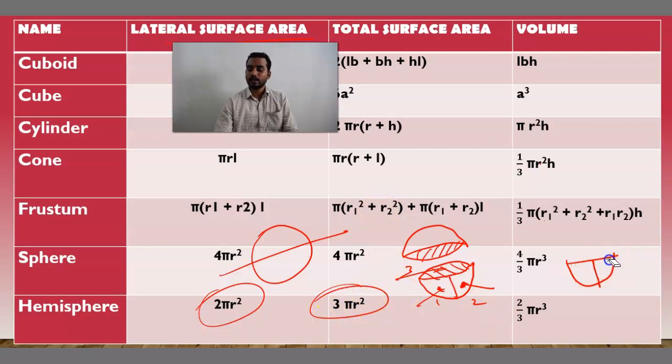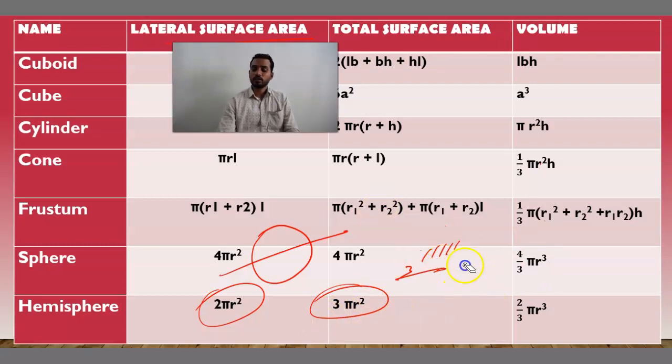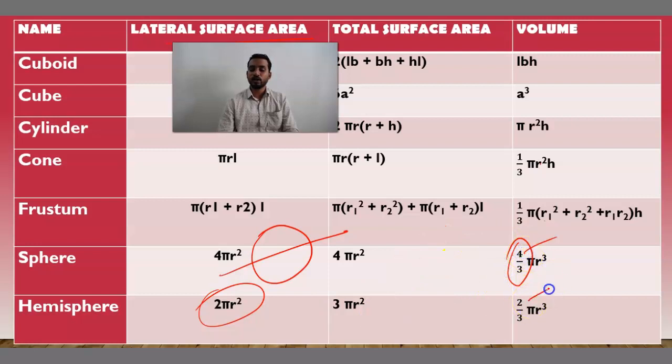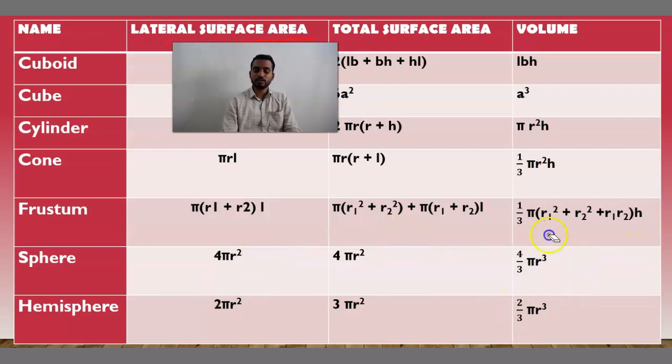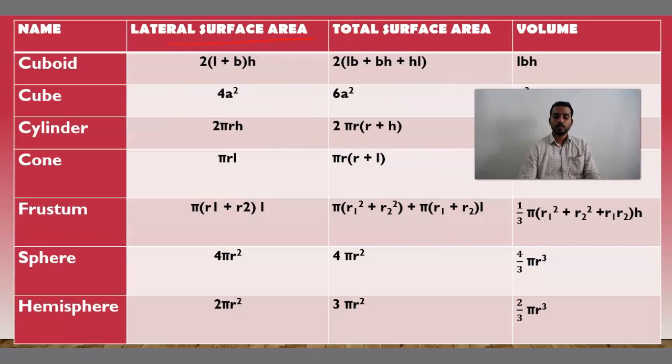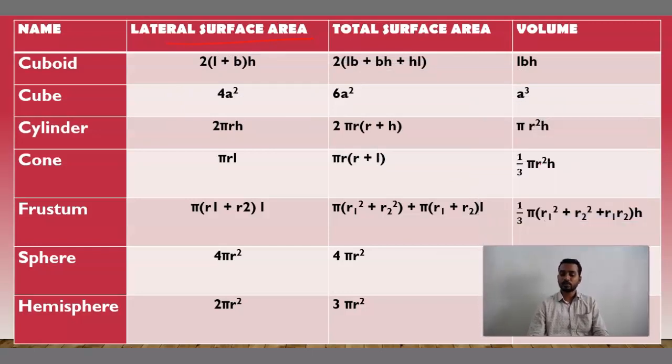Okay, and next, the volume is, instead of 4 by 3, instead of 4 parts, we'll take 2 parts here. So 2 by 3 pi r cube. 2 by 3 pi r cube. I hope you have understood this. How to remember the formulas for cuboid, cube, cylinder, cone, frustum, sphere and hemisphere. So these are the different formulas which we are going to use in this chapter.